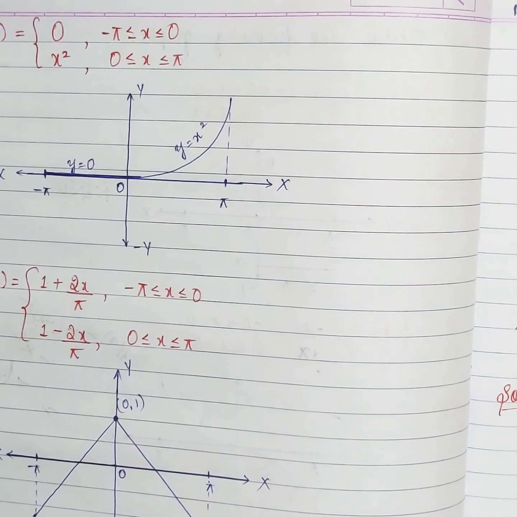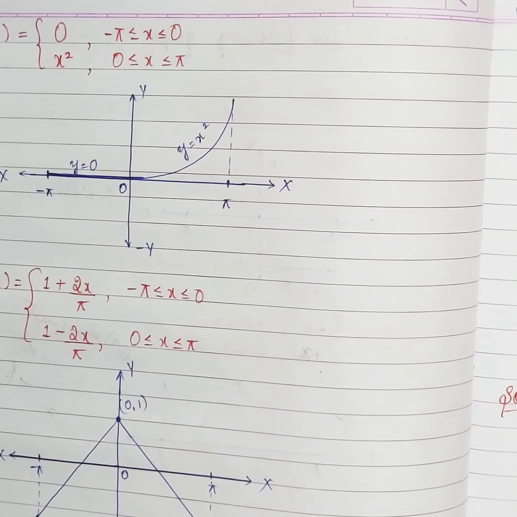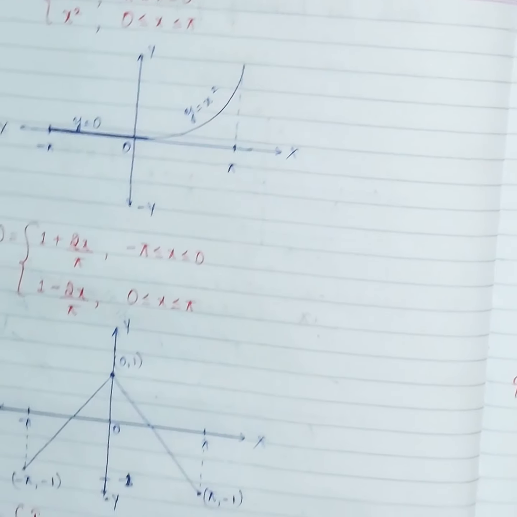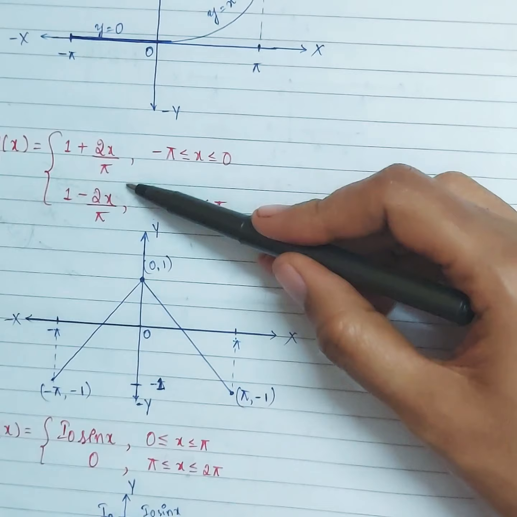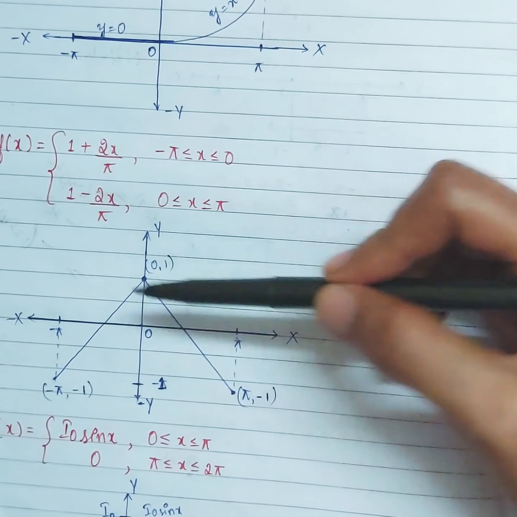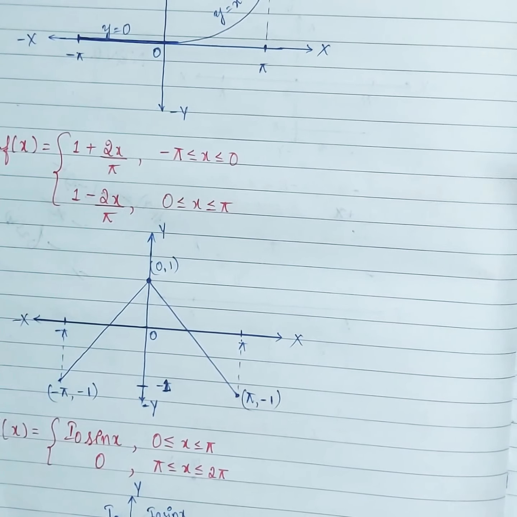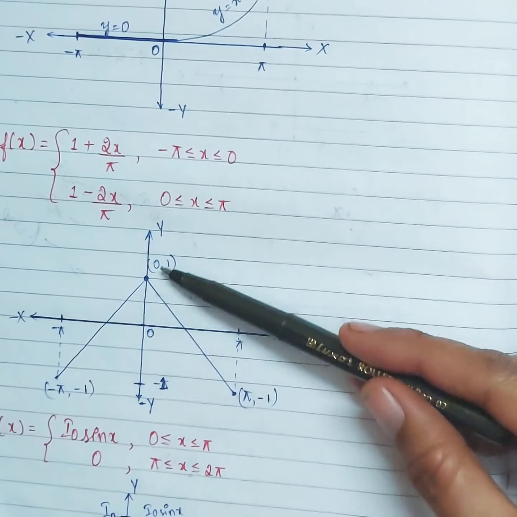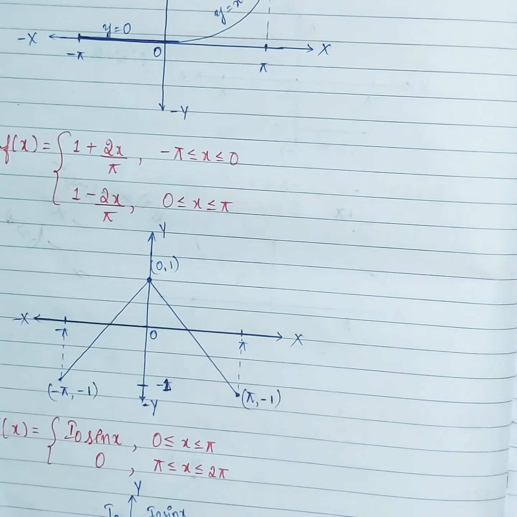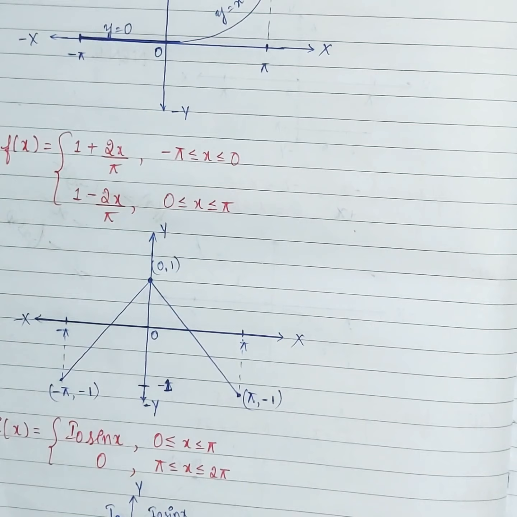Obviously, it is neither even nor odd. So you have to find a naught, an and bn. And see this problem: 1 plus 2x by pi, 1 minus 2x by pi. You can plot this on your own. And if you see here, with respect to 0 as the middle line, it is exactly a mirror image. So the function is an even function.